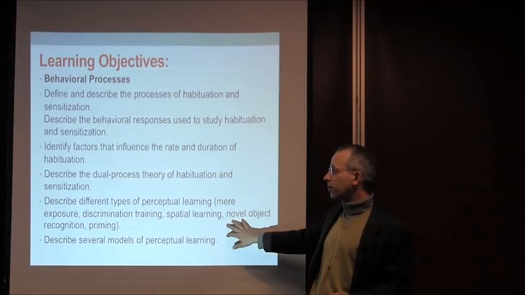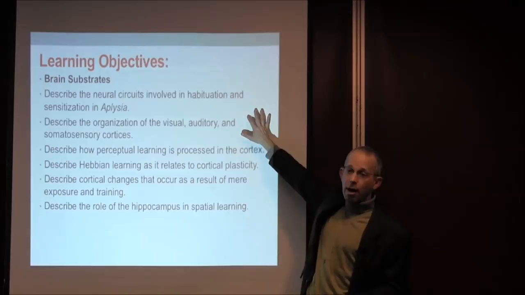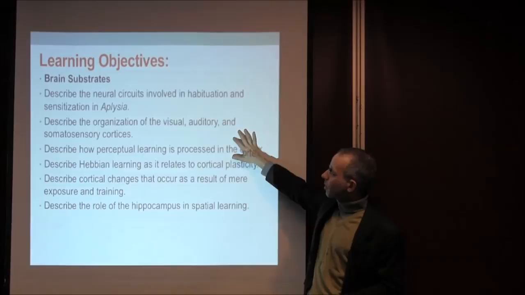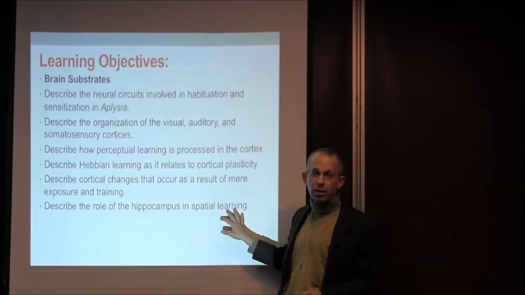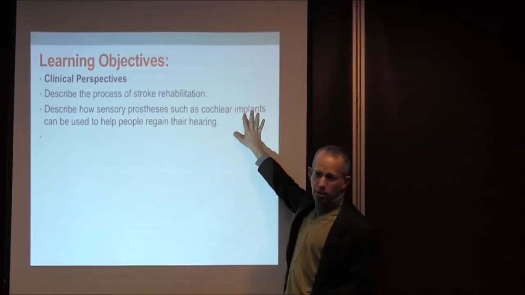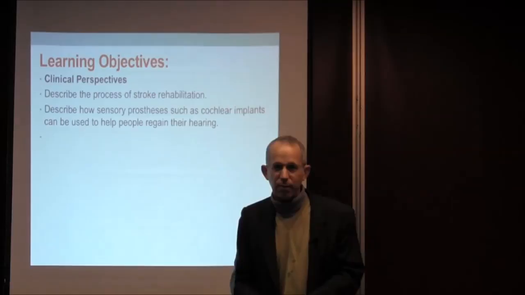You should be able to describe the neural circuits of Aplysia, as in sketch them out, describe the organization of the visual, auditory, and sensory cortices, and something about how perceptual learning occurs, and what the principles of Hebbian learning are that underlie cortical changes. And the hippocampal spatial learning story is all in the textbook. We didn't talk about cochlear implants, you can just forget about that, but you should be able to understand the processes behind stroke rehabilitation. Okay?